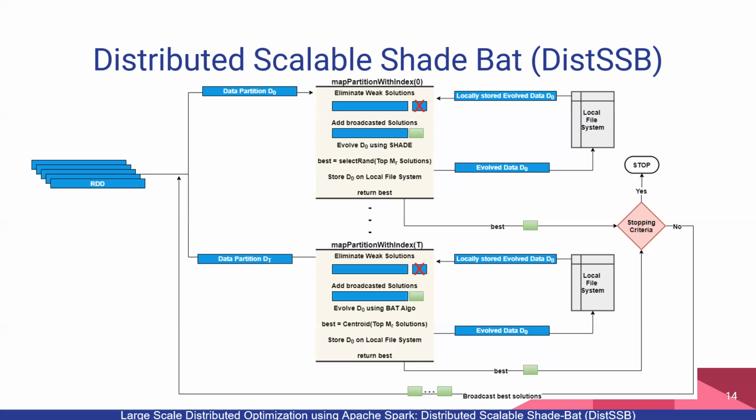After we materialize an RDD, each partition returns its best solution. If the stopping criteria is not met, then we broadcast these best solutions. For the second and subsequent calls to map partitions, we don't retrieve data from the RDD. Rather, we retrieve the locally stored evolved population. Then we remove the weak solutions, and the broadcasted best solutions replace these weak solutions. The remaining execution of map partition is the same as explained earlier.